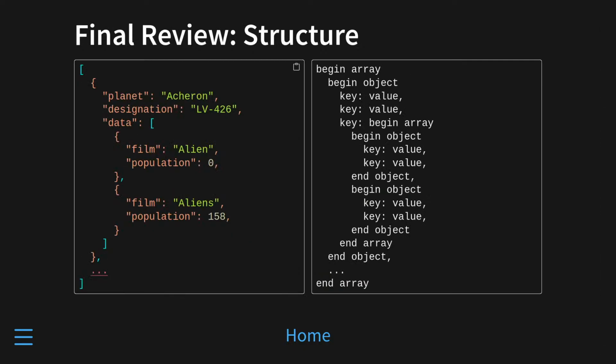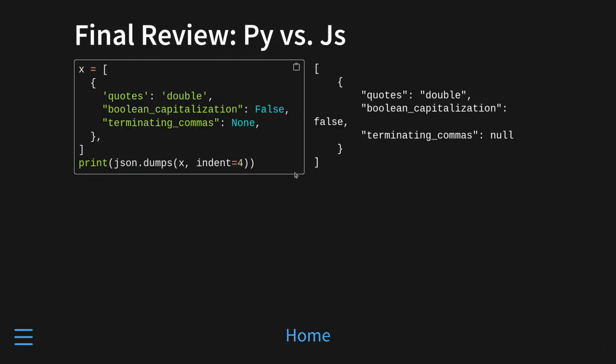This is what JSON looks like. I've named it. This is a planet from Alien and Aliens, right? So it has different population depending on what film you're in. And I label what everything is. And then here's an example of things that you cannot do in JSON that you can do in Python.